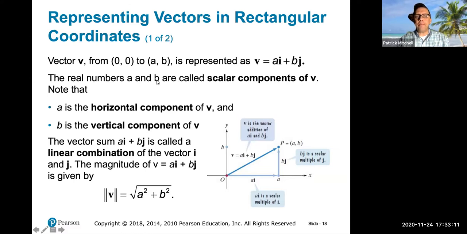The real numbers a and b are called the scalar components of v. Notice that a is the horizontal component of v and b is the vertical component of v. So looking at this picture down here, starting at the origin, you go a units to the right and then b units up. And here is vector ai plus bj. The vector sum ai plus bj is called a linear combination of the vectors i and j. And the magnitude of v is given by this formula, which just comes from the Pythagorean theorem.